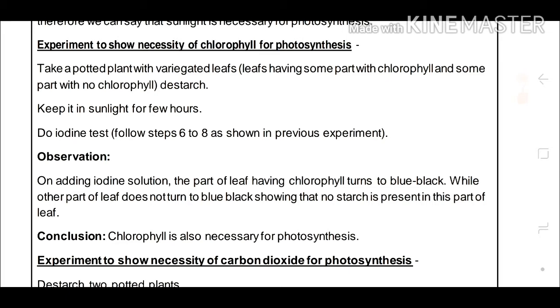Observation. On adding iodine solution, the part of the leaf having chlorophyll turns blue-black, while the other part of the leaf does not turn blue-black, showing that no starch is present in that part of the leaf. Conclusion. Chlorophyll is also necessary for photosynthesis.